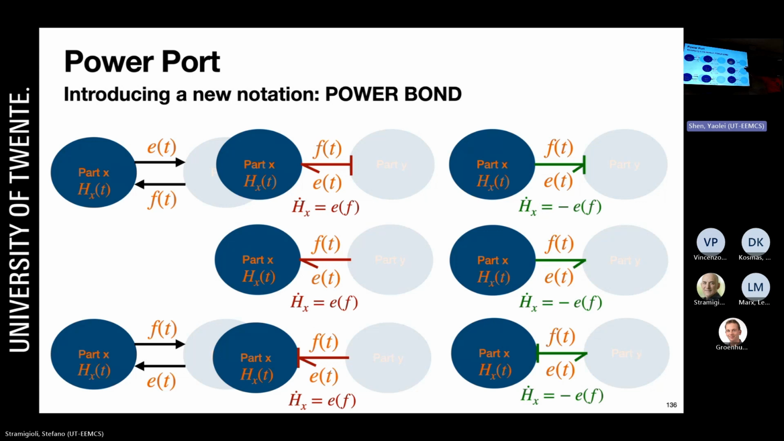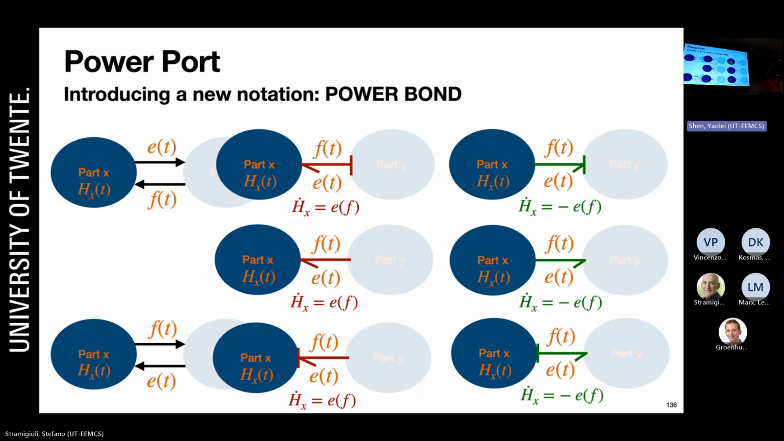Okay, is this distinction clear? You have two things: a direction of the power, the positive power, and a direction of the causal stroke, which is the direction of the causality of the effort and the flow. Yes? In the top left example, you've got the causal stroke on the Y side. Does this mean the effort is going from Y to X?